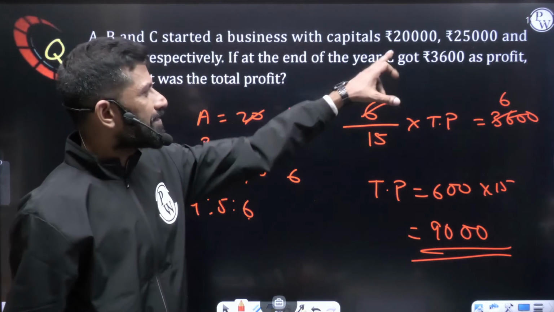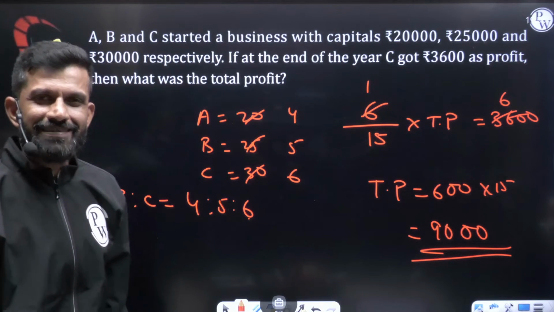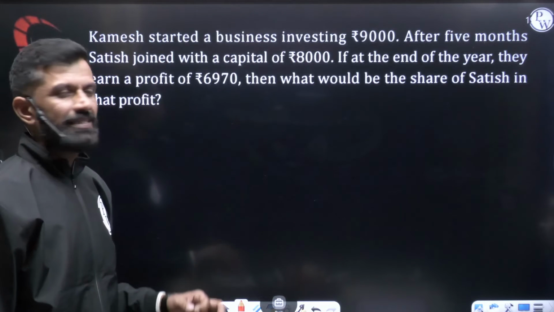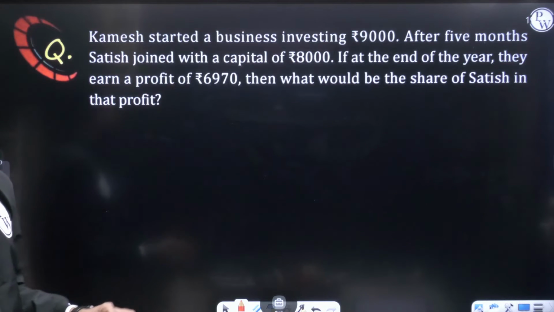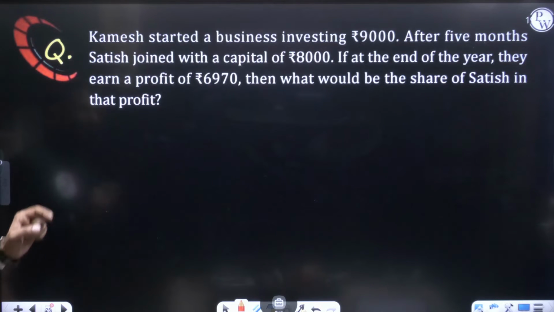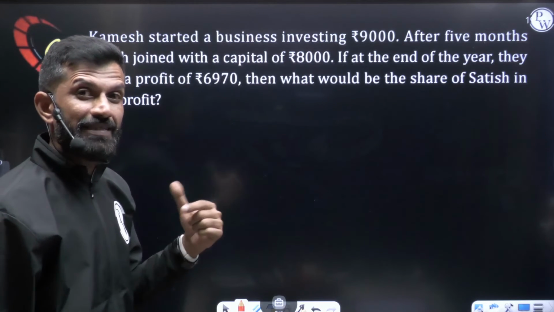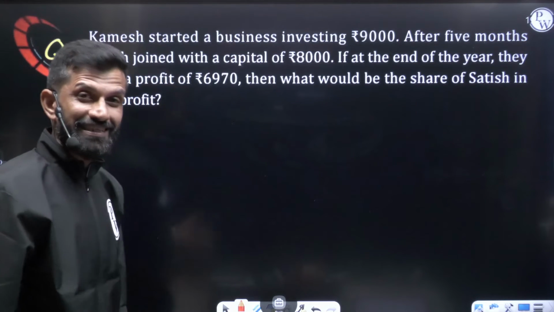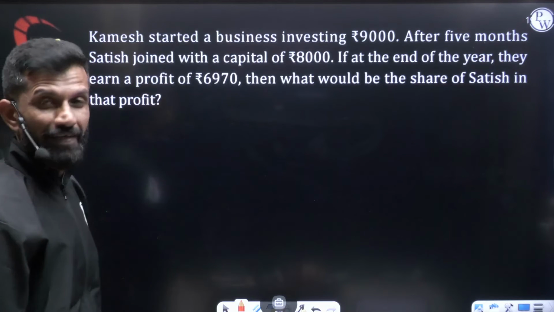In 9,000, C will be getting 3,600. As simple as that. Here they have given: A started a business by investing 9,000 rupees. Now, after 5 months, they are again talking about the compound partnership.